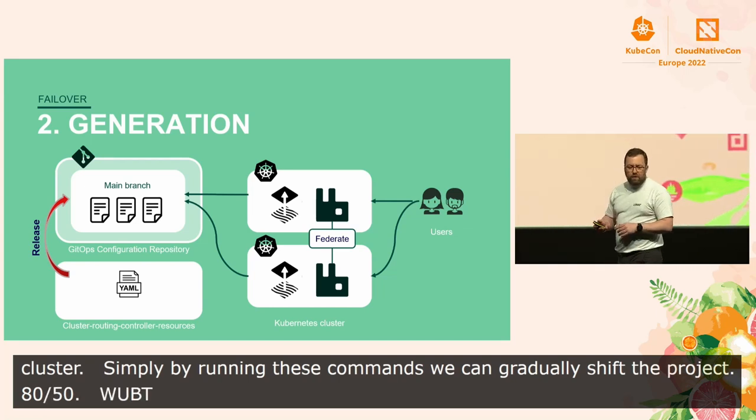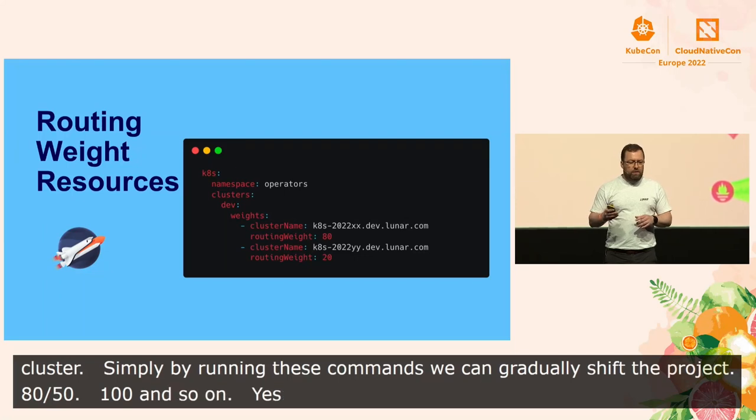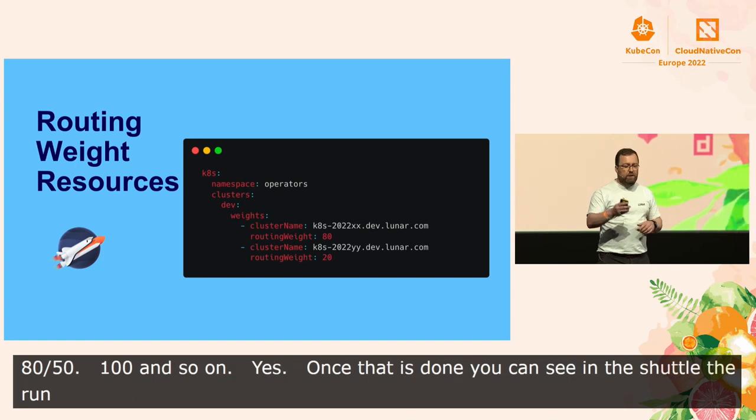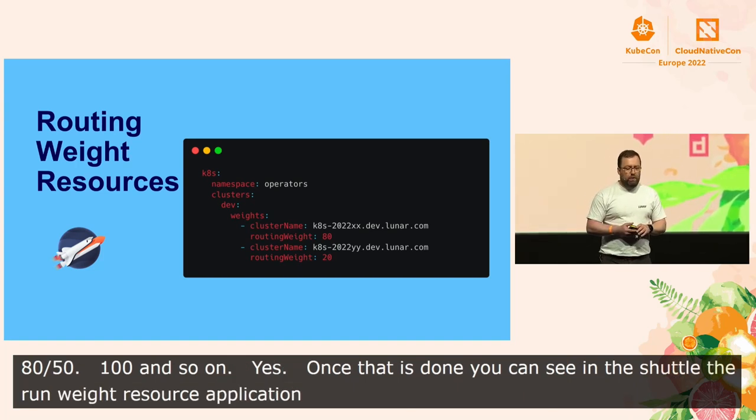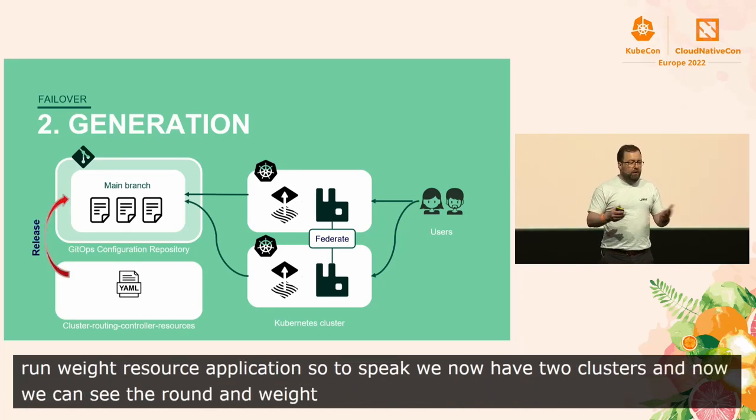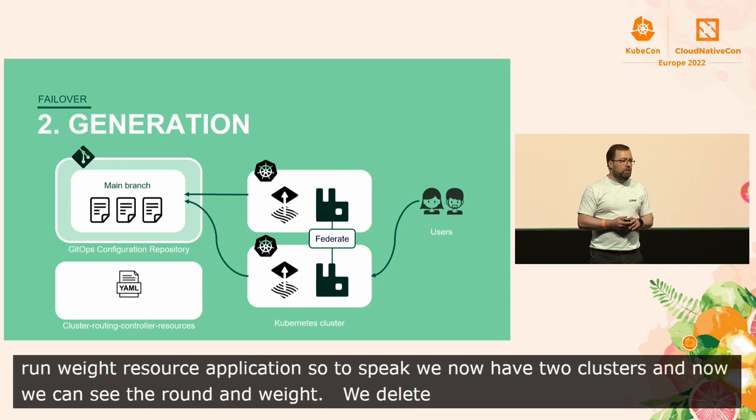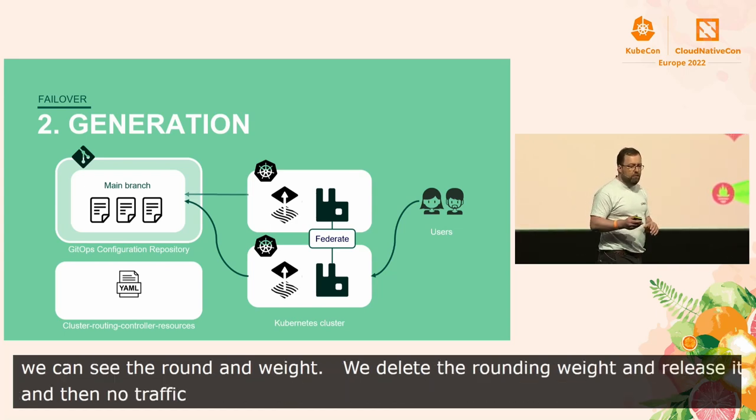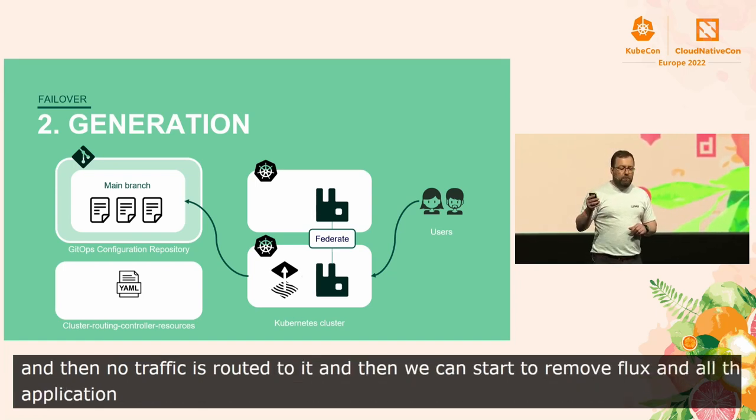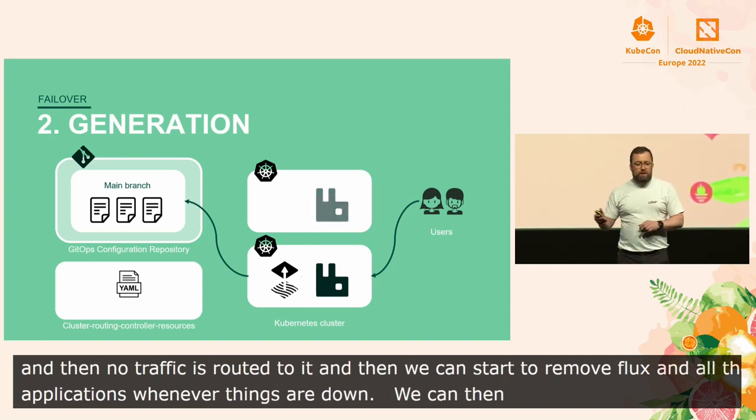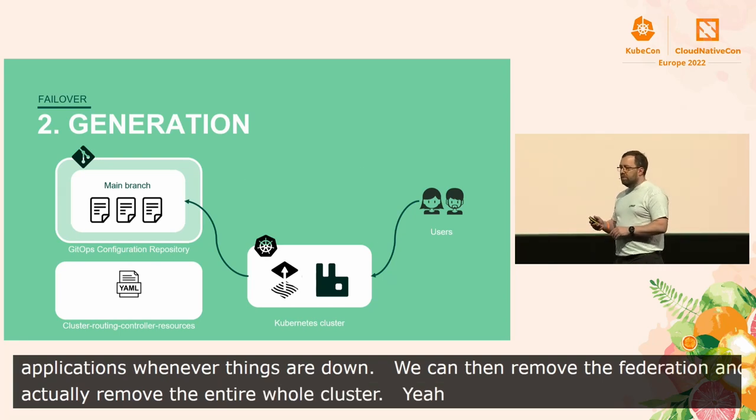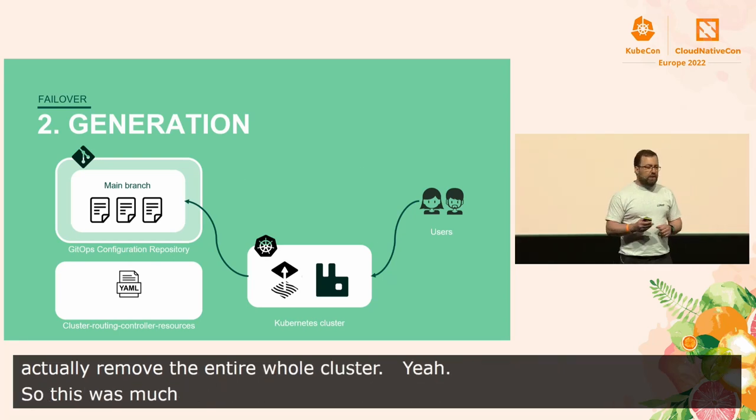This is what we're used to. And once that's done, you can see in Shuttle, the routing weight resource application, so to speak, we can see we now have two clusters, and you can see the routing weights. What we then do is we delete the routing weight, release it, and then no traffic is routed to it. We can then start to remove Flux and all the applications. When everything's down, we can then remove the federation, and we can remove the entire old cluster. So this was much easier and much less complex.